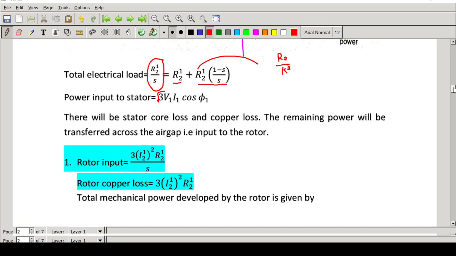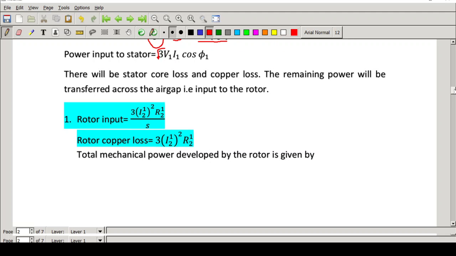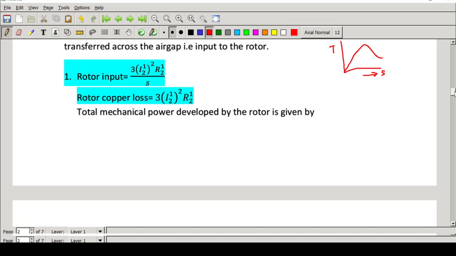Now, we are going to derive a relation between torque and speed, because in the previous session we drew characteristics between slip versus torque. We got something like this. Now we will see how we can plot speed versus torque. For that we have to get a relation connecting torque and speed, so we will try to derive that equation.